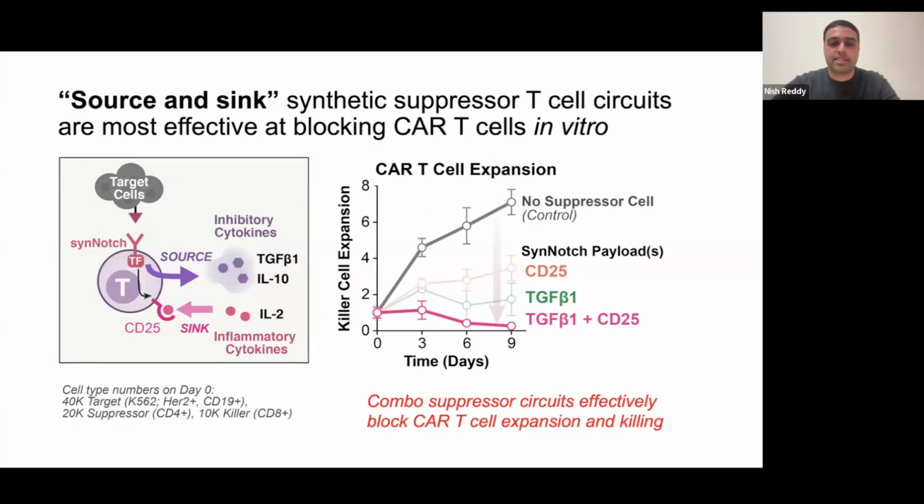And so if we look at this in our cell culture over time, and we look at CAR T cell expansion on the y-axis, what we see is that in the absence of any suppressor cells, these CAR T cells are able to expand several fold over the course of 9 days. But now when we introduce into this co-culture these suppressor cells that are inducing individual payload combinations, we see that the CAR T cell expansion is significantly reduced, and that this combination of payloads drives more effective suppression of CAR T cell expansion and killing.